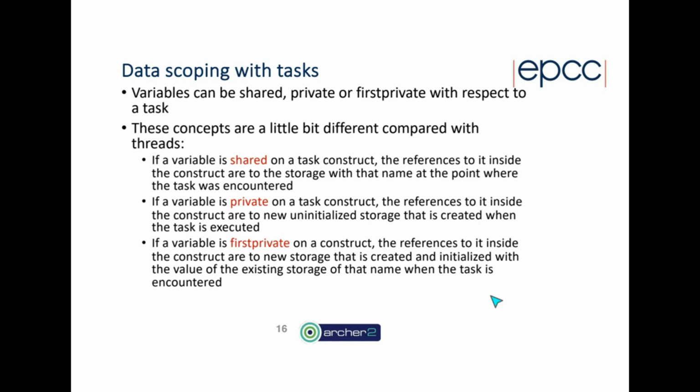And then the third possibility is firstprivate, which we've already seen an example of with the linked list example. Firstprivate on a task construct means references are to new storage that gets created and initialized with the value of the existing storage of that name when the task is encountered. So the copy is made when the task is generated and the existing value is copied into it.